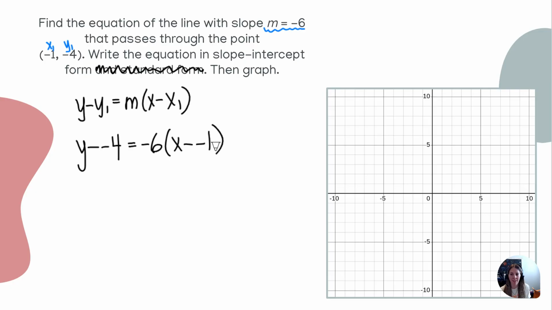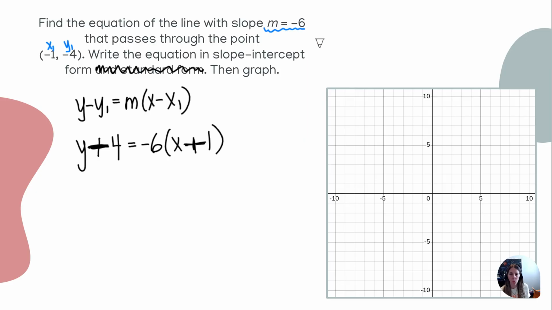So lots of minuses and negatives to keep track of, but we did it. Remember, if you have a minus and a negative next to each other, that's just the same thing as adding. So I'm just going to simplify my life a little bit by putting plus signs there. And then this is the equation of a line, but it wants it in slope-intercept form.